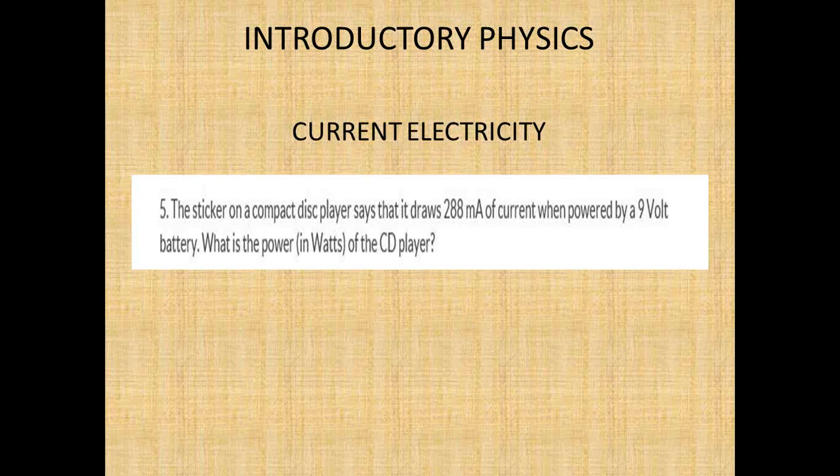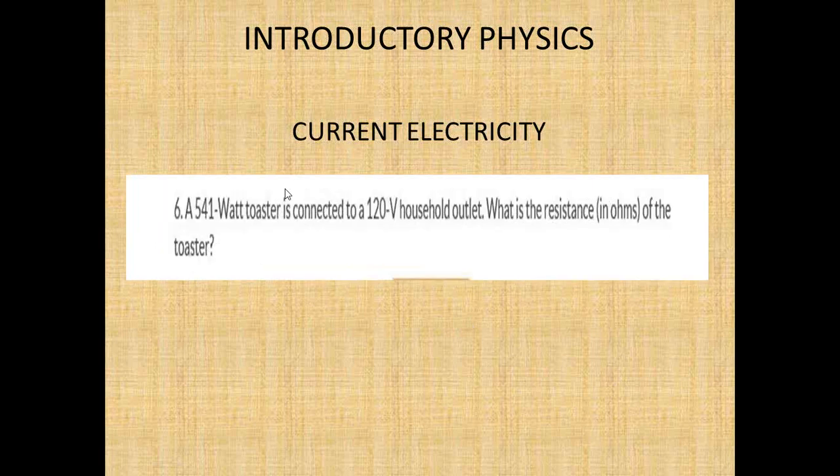So make sure you know all your power equations. Power P is equal to VI. Power P is equal to I squared times R. Power is equal to V squared over R. So make sure you know all your equations. And then you just plug them in and, okay. All right.